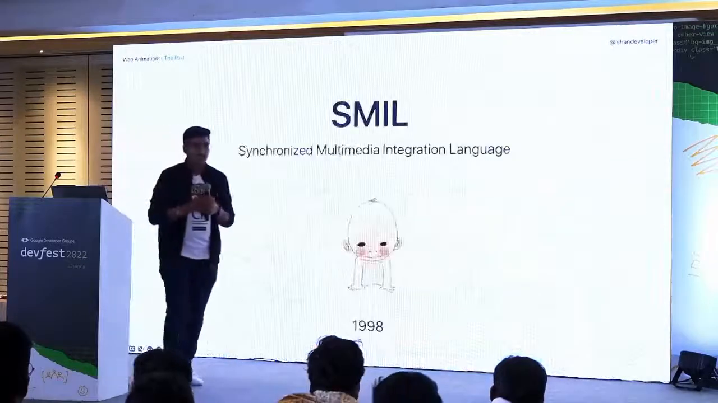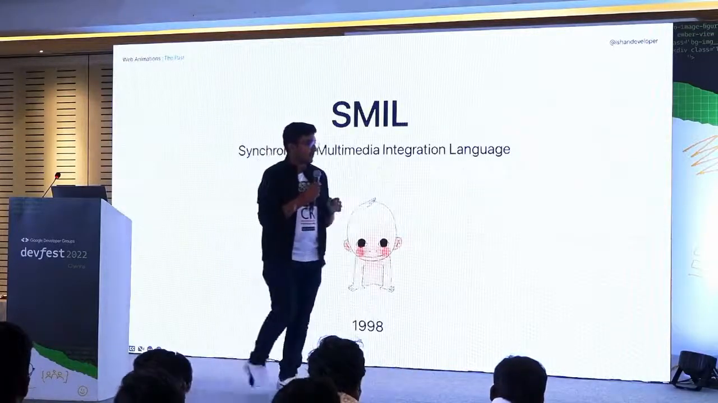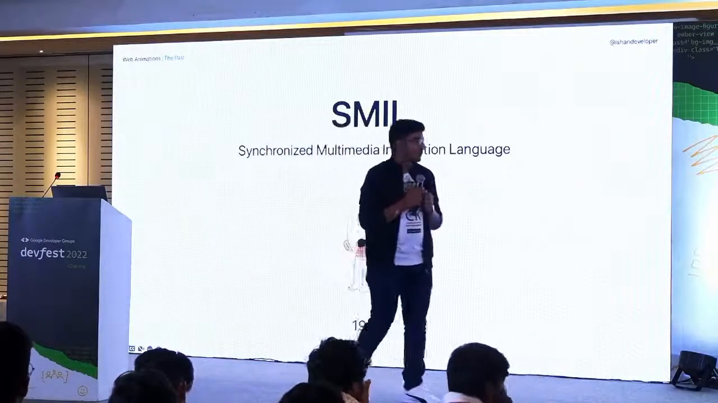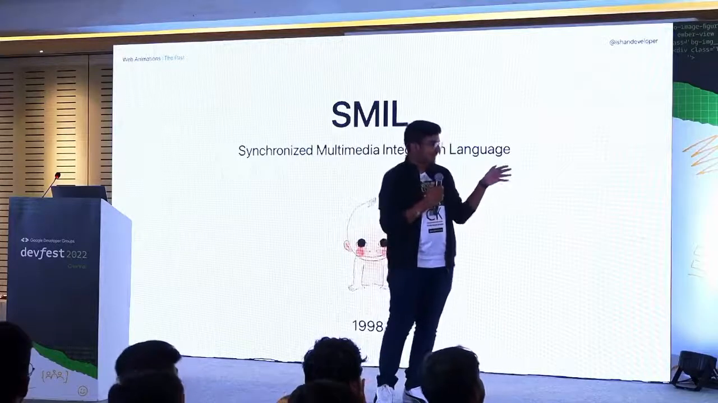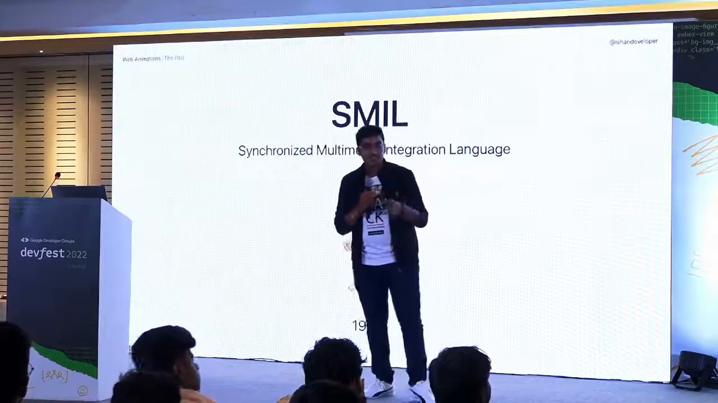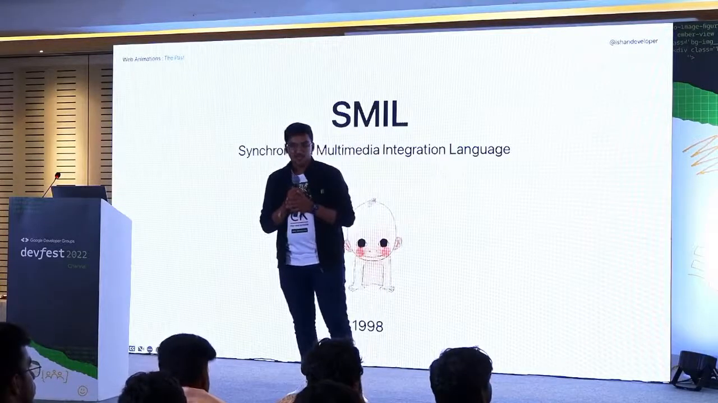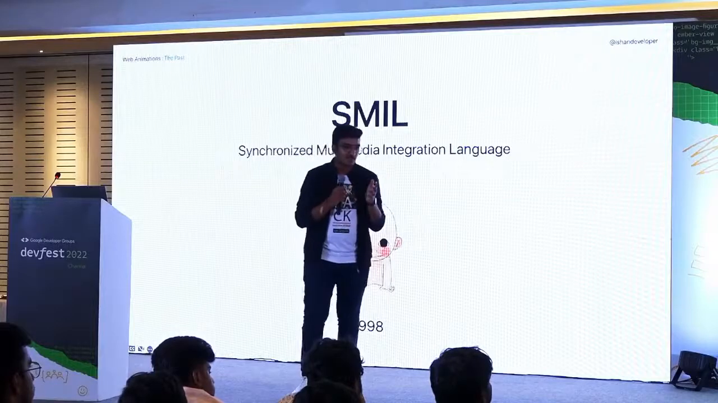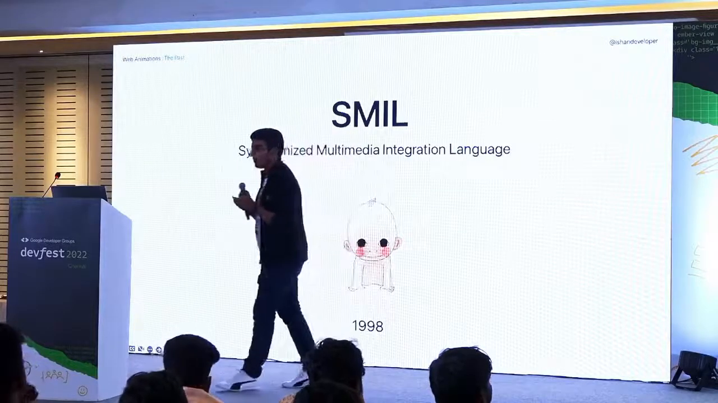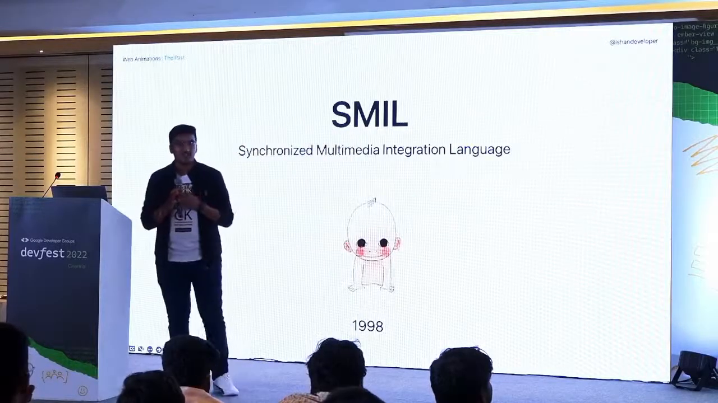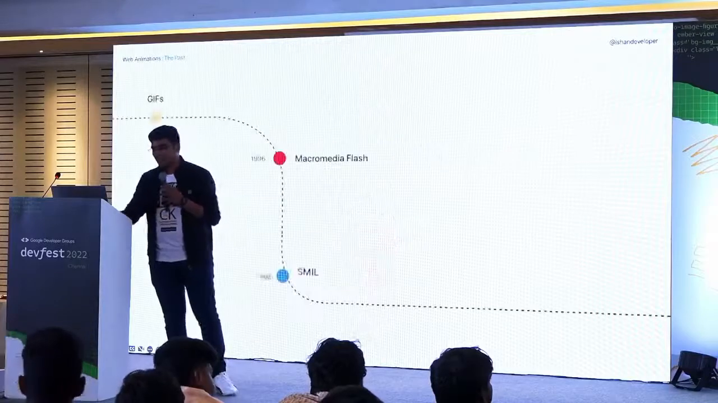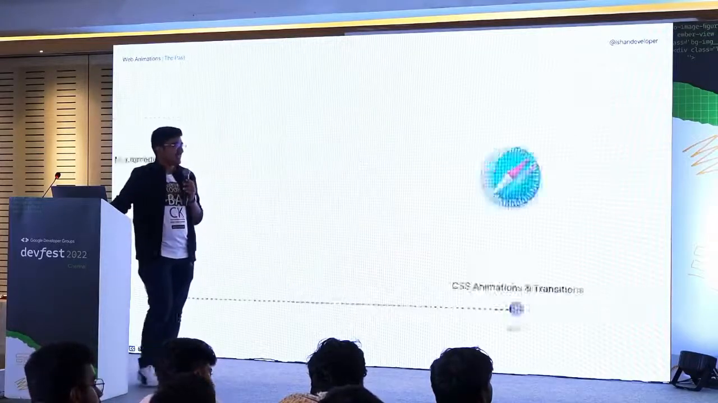But here's where things get interesting. The first time we ever got a framework of that sort was something called SMIL, Synchronized Multimedia Integration Language. I know it sounds like a mouthful, but this was introduced back in 1998. It was mainly used to animate SVGs. This was the first sort of language that we had to style web pages or HTML pages. And then for the next few years, things remained pretty stagnant.